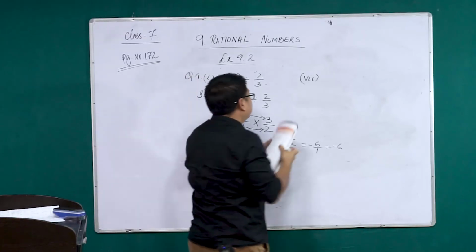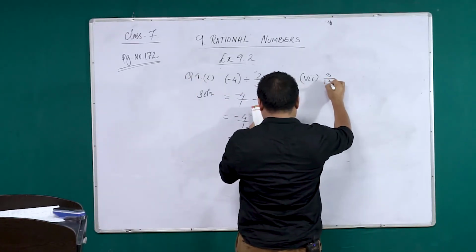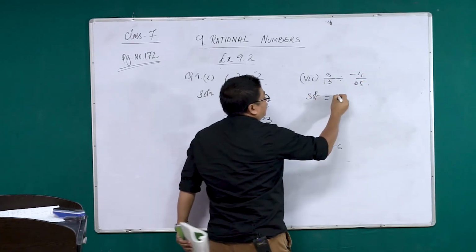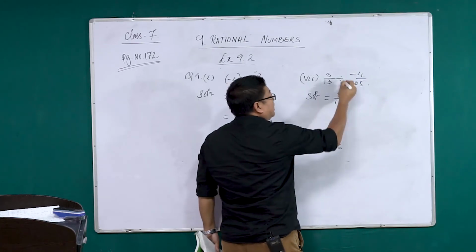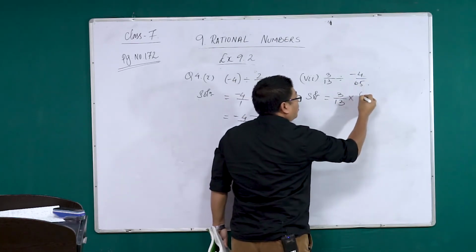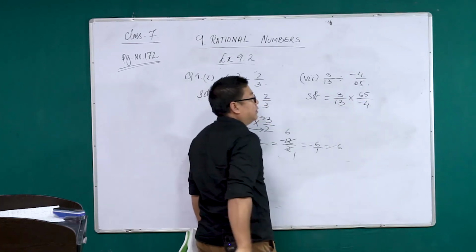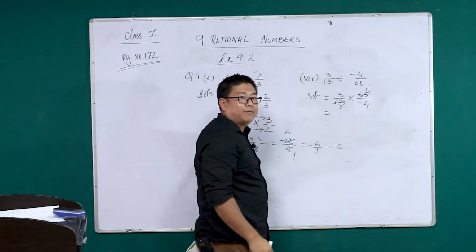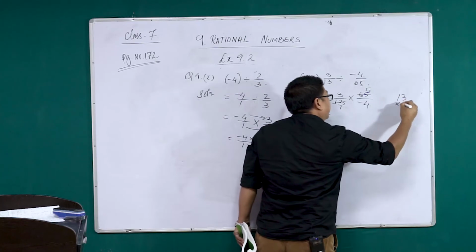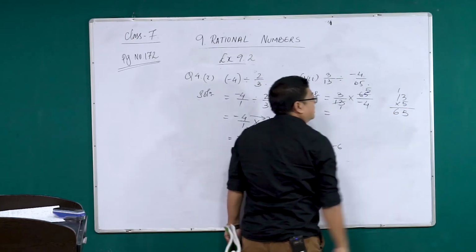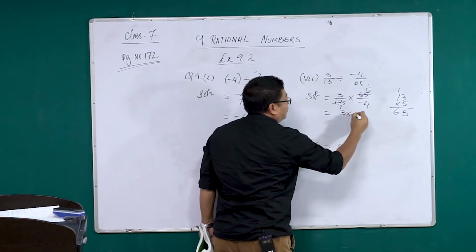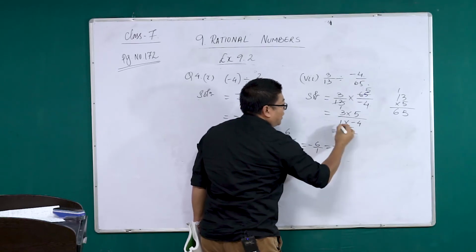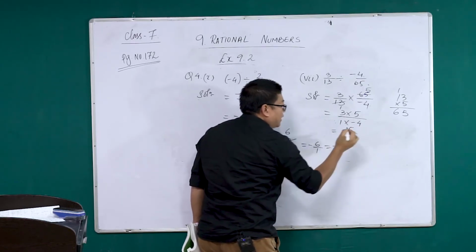The last question is 3 by 13 divided by minus 4 by 65. So this is also the same thing, 3 by 13. This divide will become into, 65 will go up, minus 4 will come down. Okay? So 13 into 1 is 13, 13 into 5 is 65. All right? 13 into 5. 5, 3, 15, 5, 1, 65. So you have left 3 into 5 by 1 into minus 4. 3 into 5 is 15. 1 into 4 is 4. Plus into minus is minus.